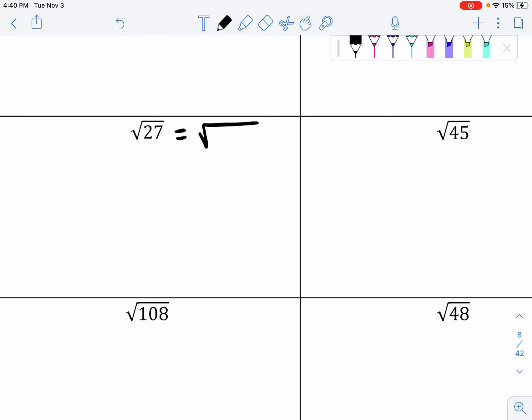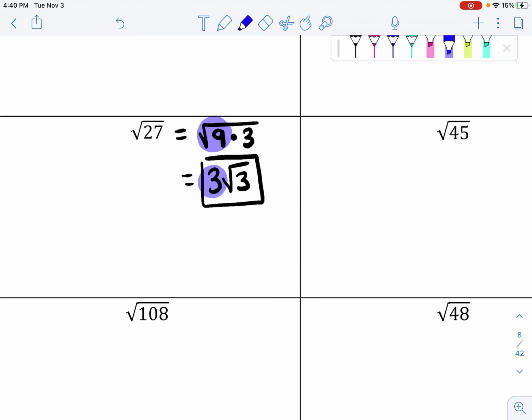27. Well, the biggest perfect square that goes into 27 is 9. 9 times 3. Well, the square root of 9 is 3. And my other 3 is trapped because it's not a perfect square. So it was the square root of 9, which gave me the 3, and then the other 3, which is trapped because 3 is not a perfect square.